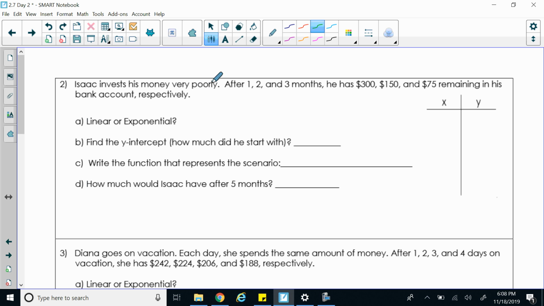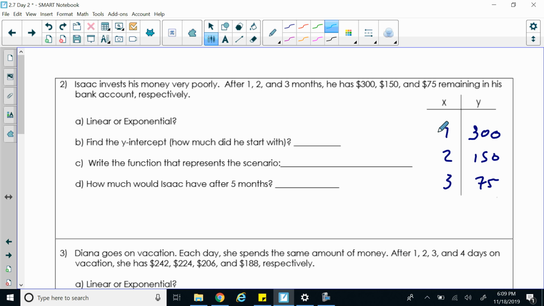Isaac invests his money poorly. After 1, 2, and 3 months, he has $300, $150, and $75 remaining in his bank account, respectively. So is this a linear or exponential model? Well, let's first put it in a table. Leave a space for 0, go 1, 2, 3, and write down your money accordingly: 300, 150, and 75.